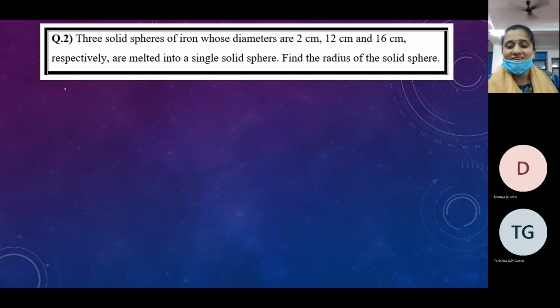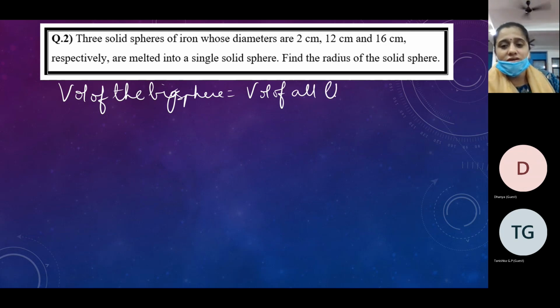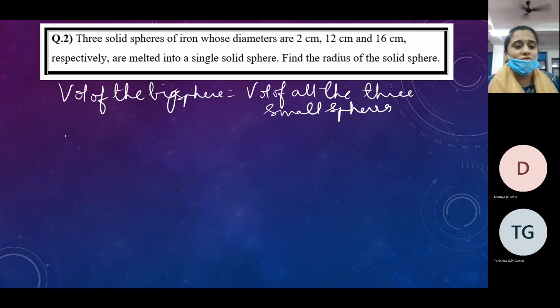So now see here, volume of the big sphere. I'll just call it the big sphere. Don't write anything now. Volume of the big sphere is equal to volume of all the three small spheres. I'll just write, I won't talk anything, okay? You'll all understand. So see here.